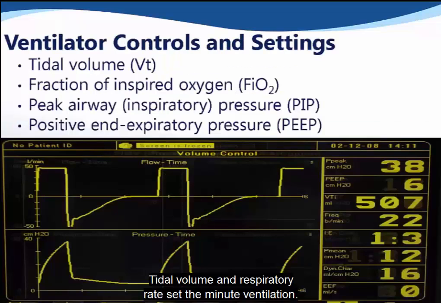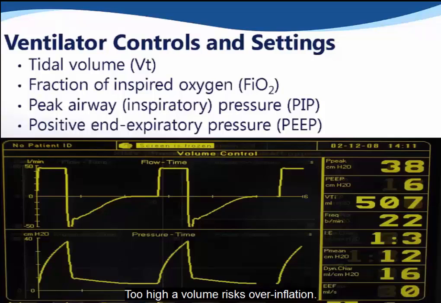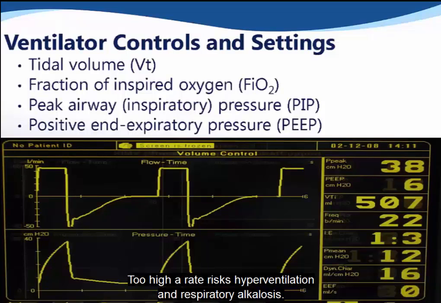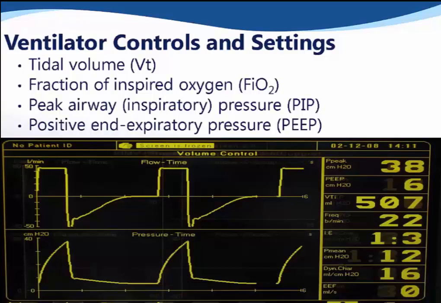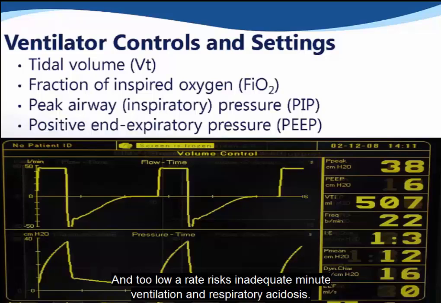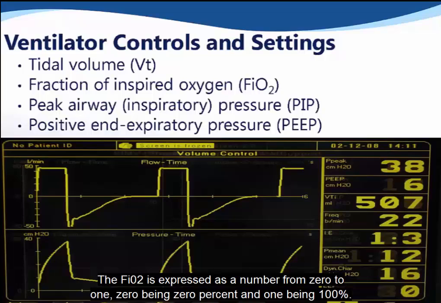Tidal volume and respiratory rate set the minute ventilation. Too high a volume risks overinflation, too low a volume risks atelectasis. Too high a rate risks hyperventilation and respiratory alkalosis, and too low a rate risks inadequate minute ventilation and respiratory acidosis. The FiO2 is expressed as a number from 0 to 1, 0 being 0% and 1 being 100%.